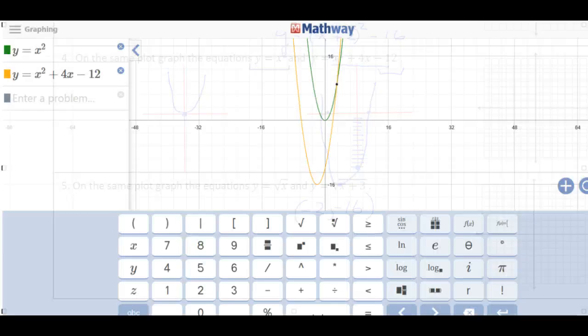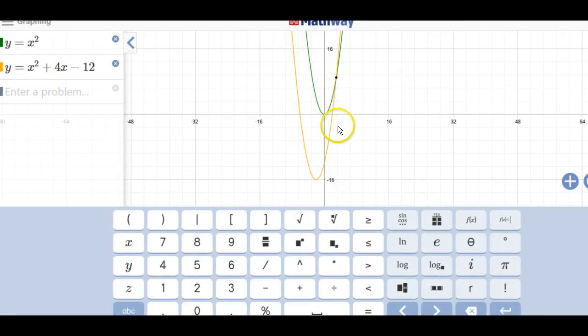And when we look at it in properly made graphs, it looks like this. This here is your origin and vertex of this equation. And when we plot this equation, we get our vertex here at -2, -16. That didn't come out too well. And it's our y-intercept here, right there at -12.